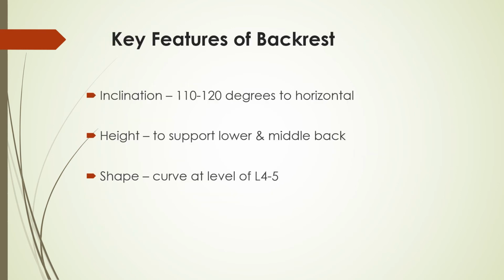When we do want to implement a backrest, there are some features that will help with improving the sitting position. Firstly, the inclination of the backrest should be about 110 to 120 degrees to the horizontal. Next, the backrest height should support the lower and middle back. If possible, there should also be a slight curvature on the backrest at roughly the L4 to L5 lumbar region. This will help to maintain the lumbar lordosis, hence placing the back in a more upright position automatically.